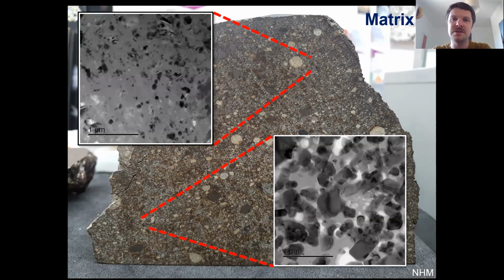And the matrix tends to be very, very fine grained. If you look at the scale bars on these pictures, which are a bit dark, they are about 1 micron in size. So the grains within the matrix are micron to sub-micron in size. If you imagine a human hair is about 50 to 100 microns in width, these things are about 50 to 100 times smaller than the width of a human hair. So really, really tiny, and really challenging to study the composition and the different minerals that we find in the matrix. But it's really important because this matrix represents the dust that was in the protoplanetary disk.